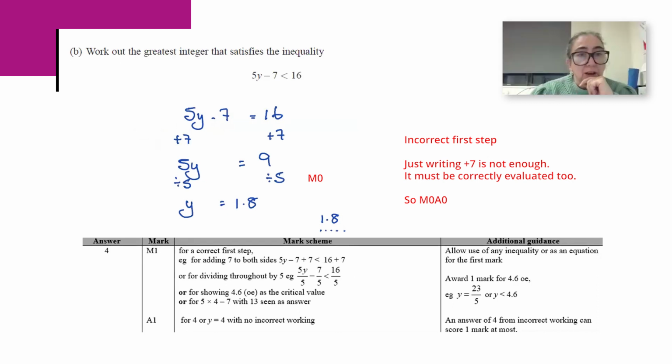So there would have been a time when I would teach it and we'd say, you have to balance it. You're going to get the marks for +7 and +7, then divide by 5, divide by 5. And if you don't get it, the +7, you'll get it for the divide by 5. But it has to be correctly evaluated.